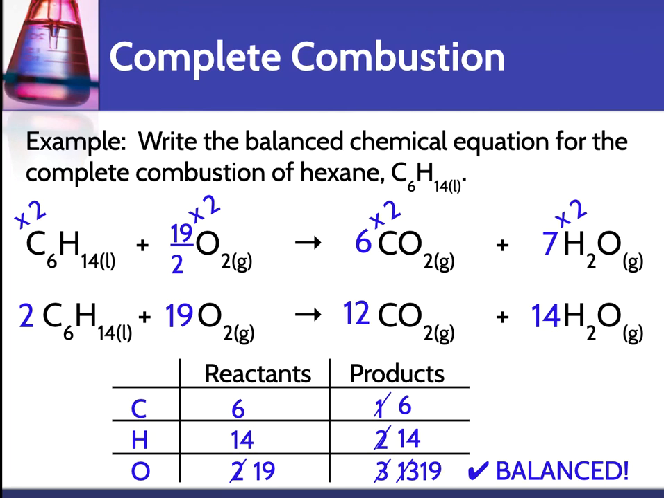If you are uncomfortable with the fraction issue and you get to this point where you've got an odd number of oxygens, what you can do is just put a 2 in front of your hydrocarbon and balance it again. So start again with that 2 in front of your hydrocarbon.